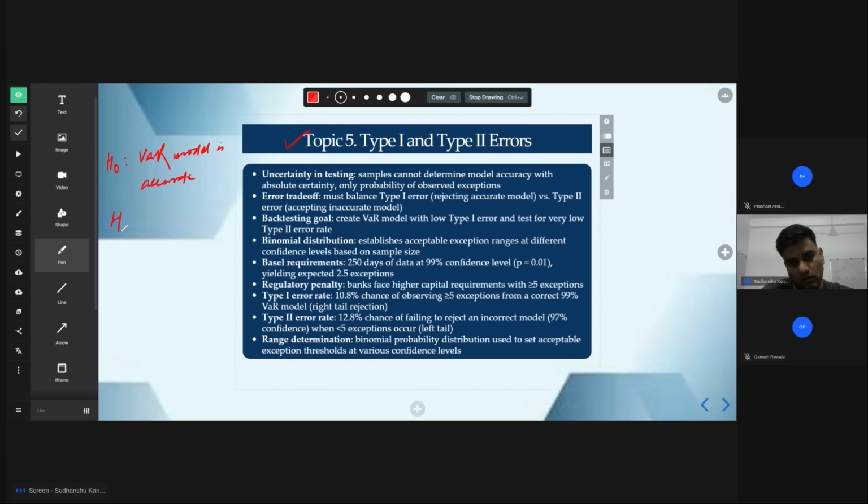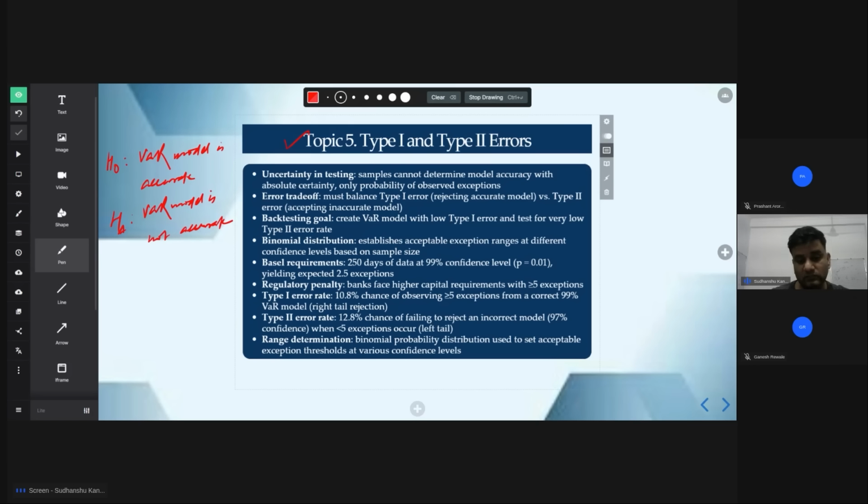What is HA, the alternate hypothesis? You studied this in FRM Part 1. The VaR model is not accurate. So the VaR model is accurate, or the VaR model is not accurate. When we backtest a VaR model, we essentially perform a hypothesis test. Null hypothesis: the VaR model is accurate. Alternate hypothesis: the VaR model is not accurate.